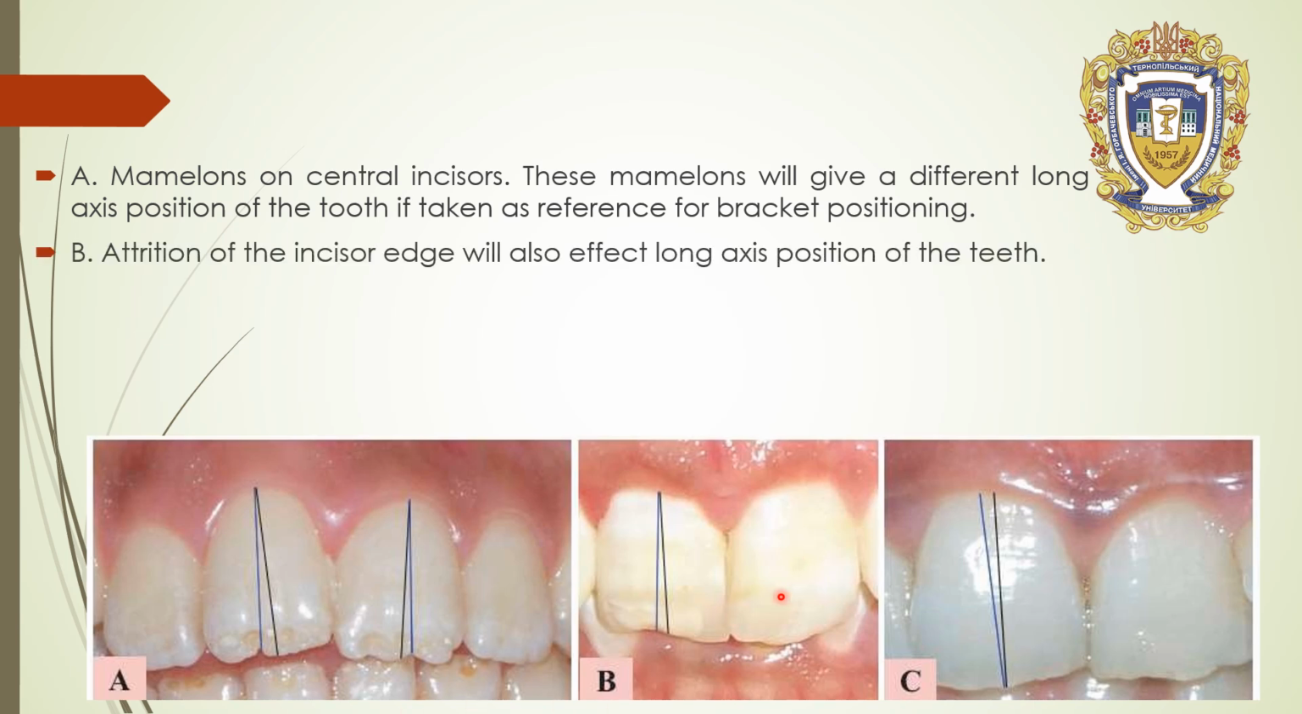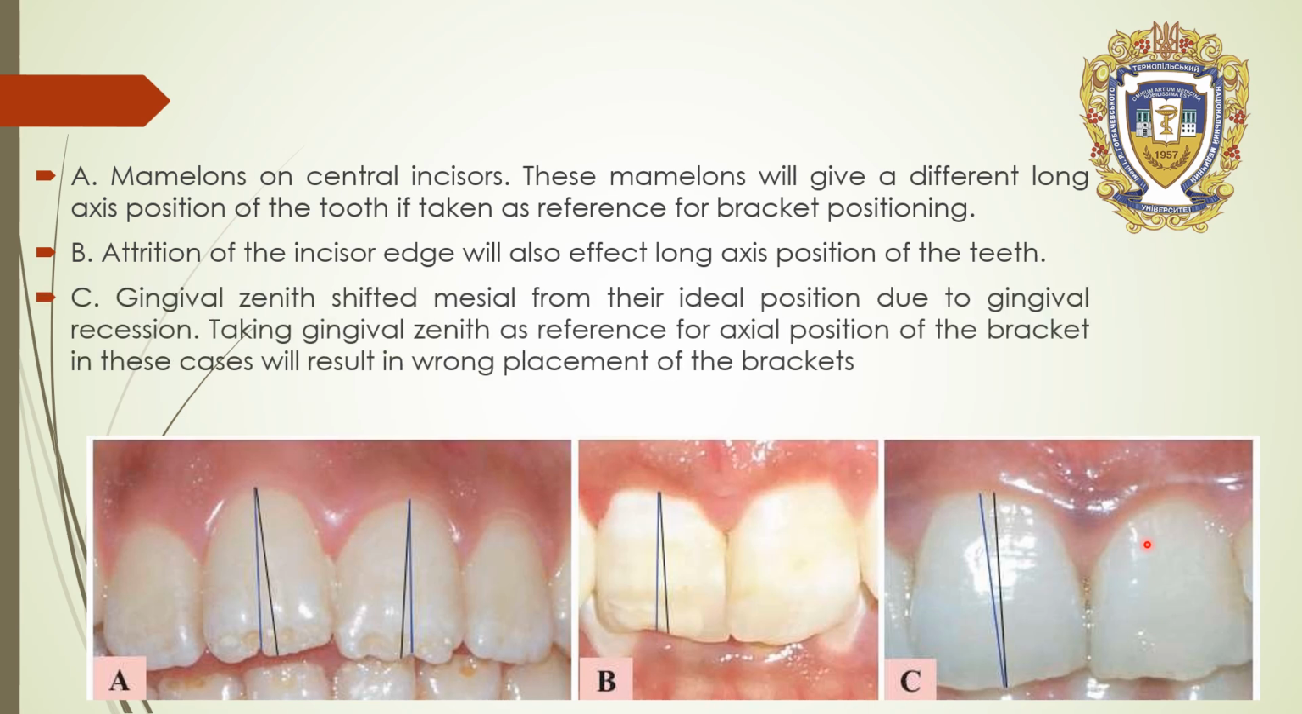Picture B. Attrition of the incisor. Attrition of the incisor edge will also affect long axis position of the teeth. Picture C. Gingival zeniths shifted mesial from their ideal position due to gingival recession. Taking gingival zeniths as a reference for actual position of the bracket in these cases will result in wrong placement of the bracket.